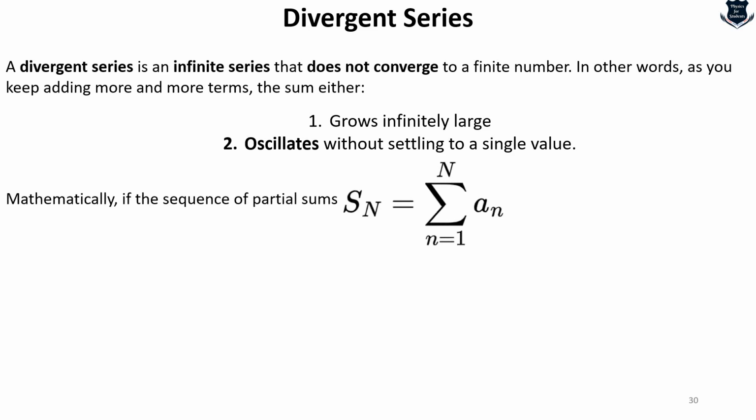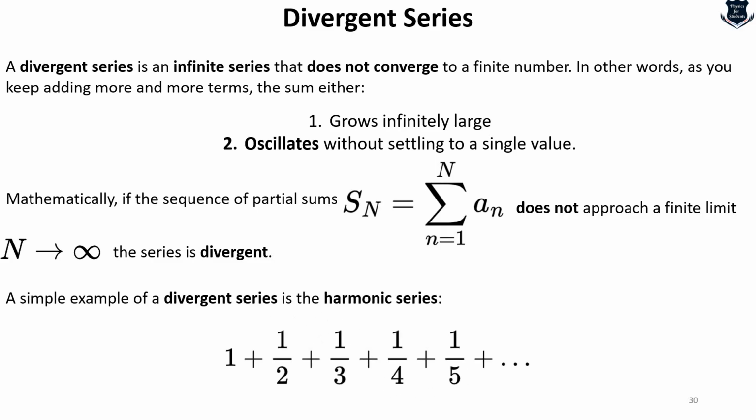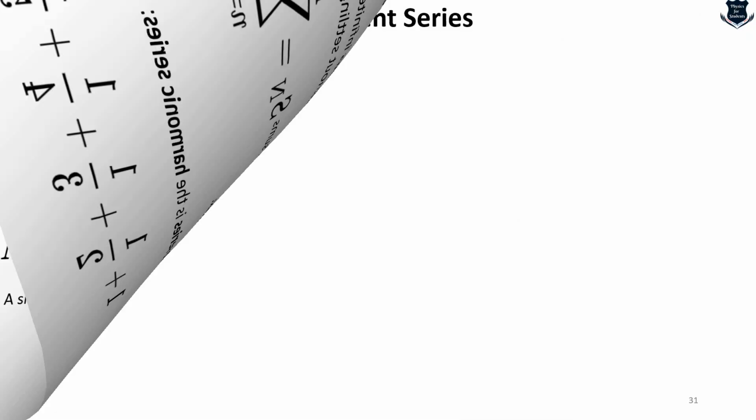Mathematically, we say this. What we can say is that it does not approach a finite limit as n approaches infinity. Such a series is called a divergent series. For example, the harmonic series is a divergent series. So either it will grow infinitely large, or it will oscillate. N will tend towards infinity, but somehow it will not converge, it will diverge. The question is, why does it diverge? That is what we are going to explore, taking the same harmonic series, in the next part.